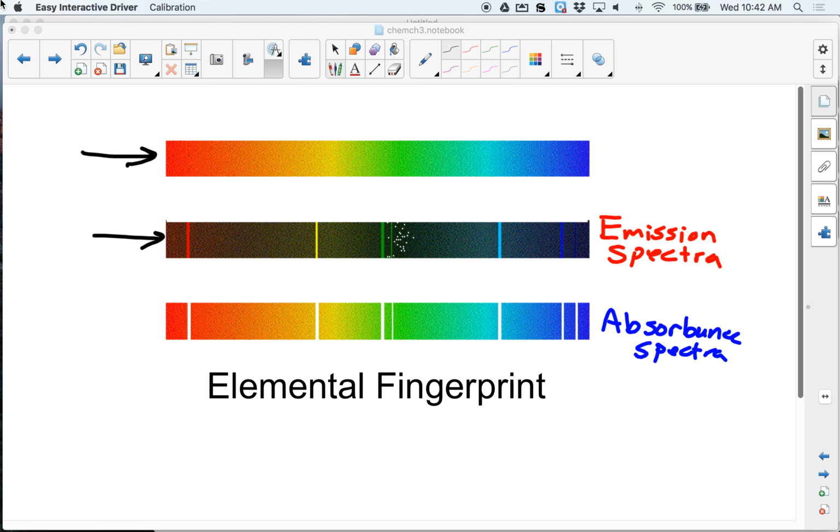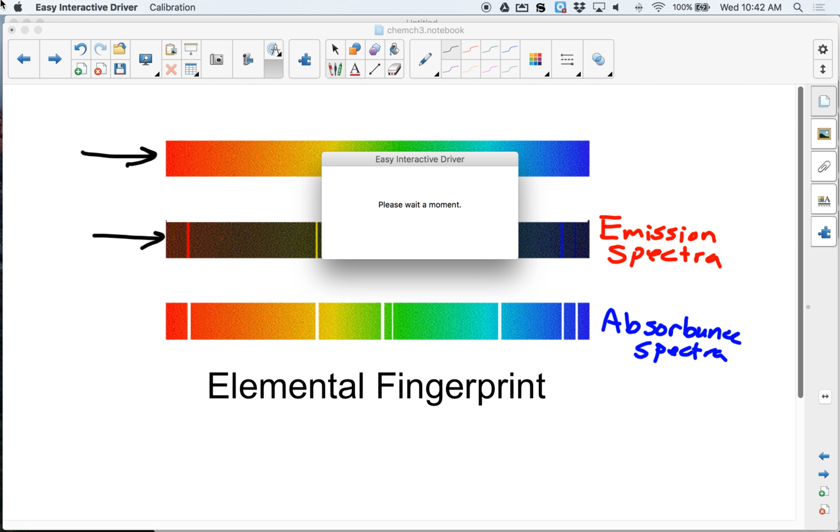Okay. I don't know if I'm coordinated enough to do this, when something's moving a certain way.